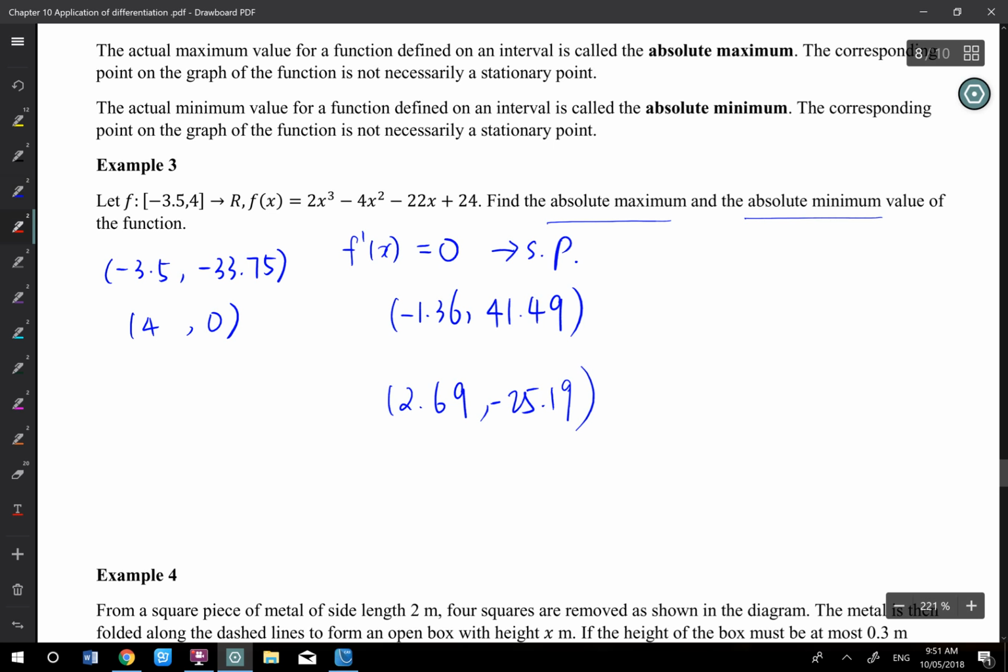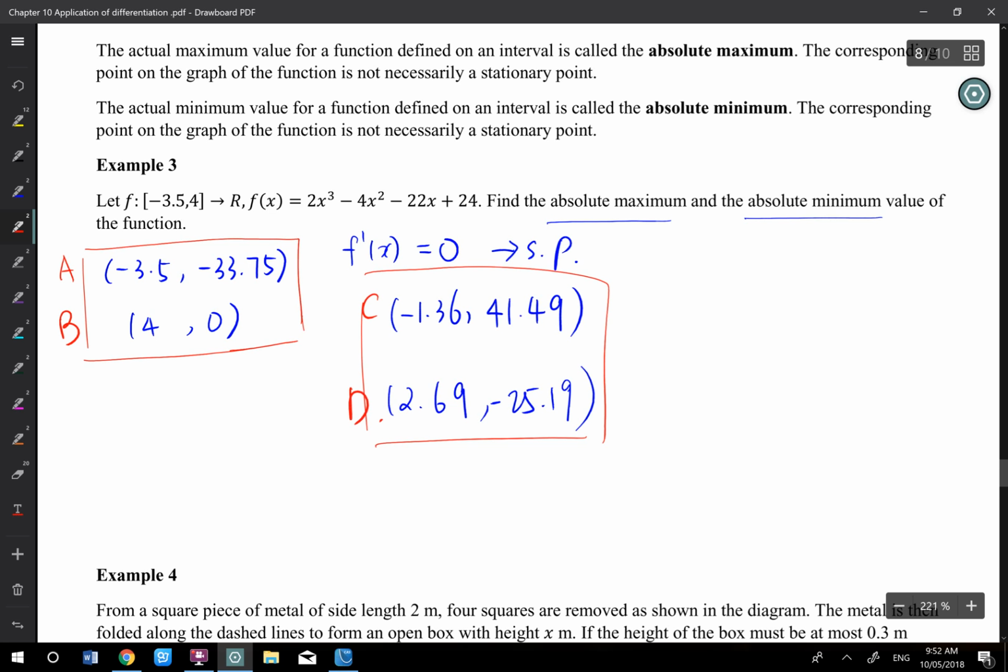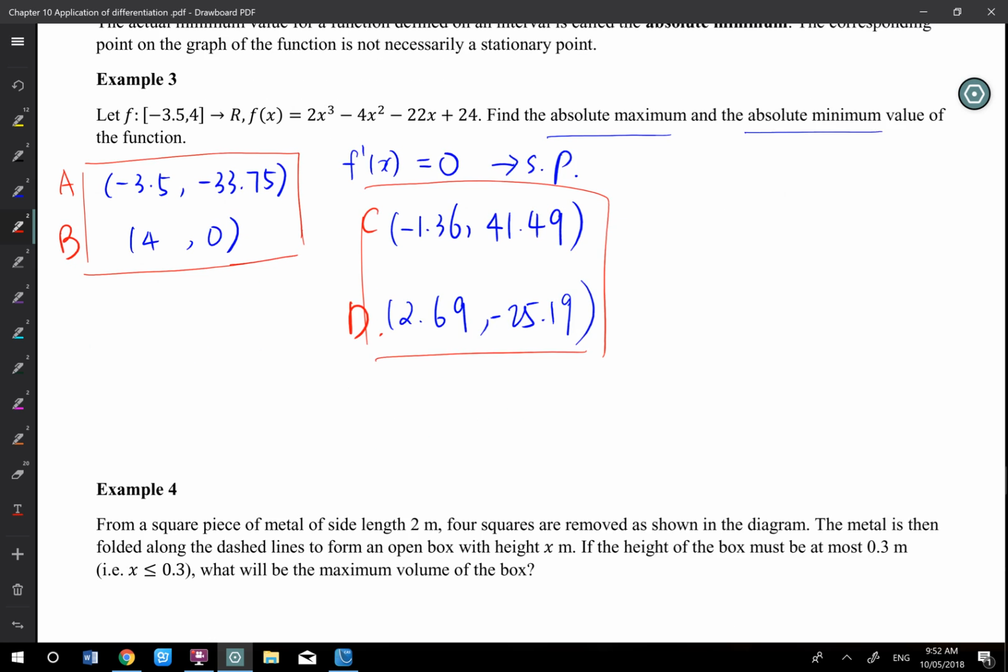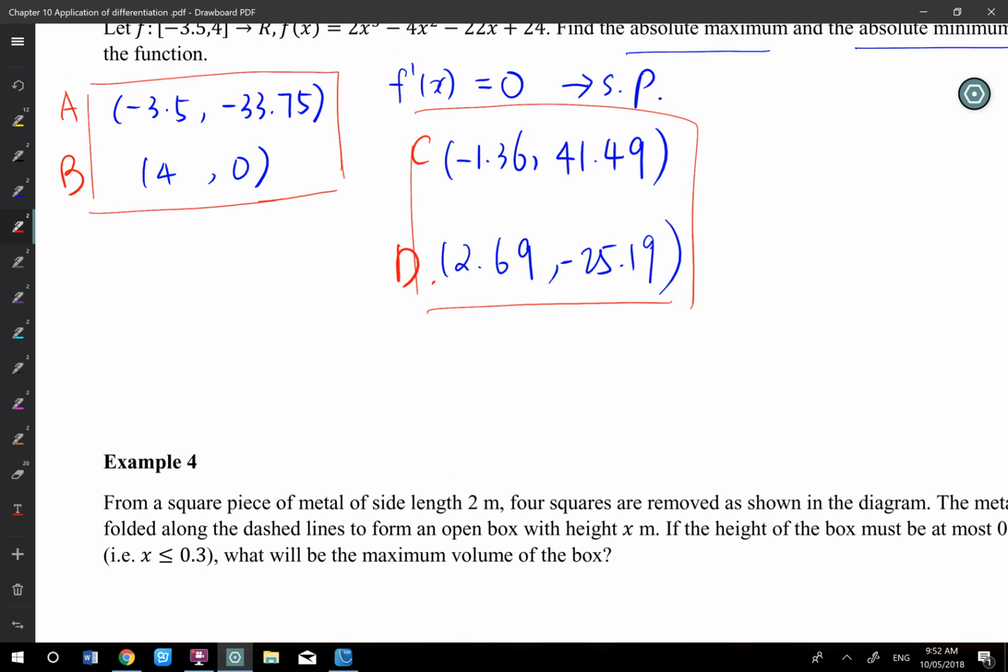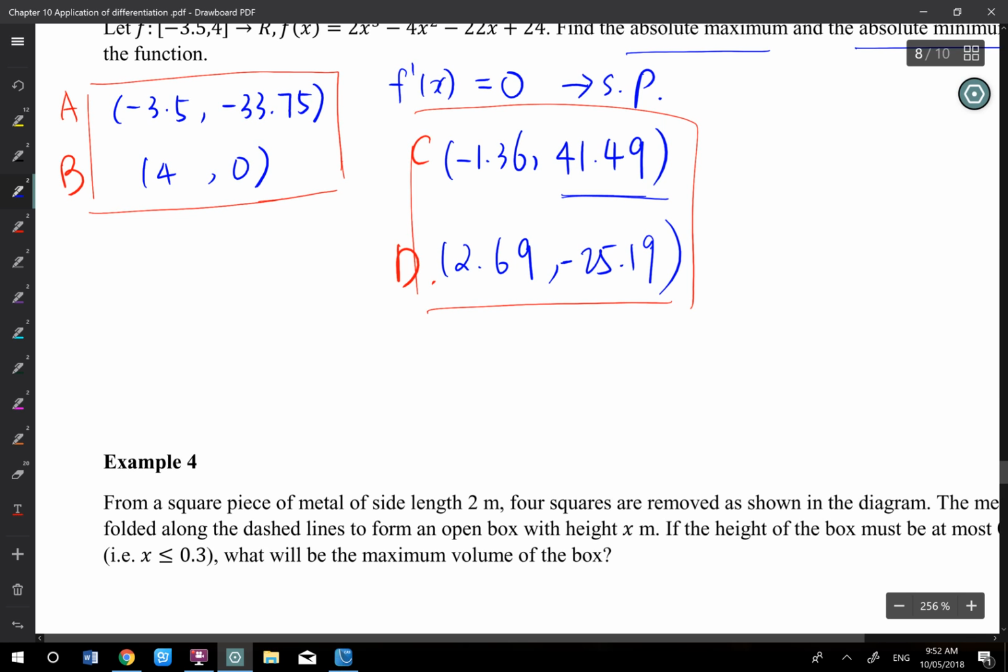So we have two endpoints, we'll always have two endpoints, and now we have two stationary points. Point A, point B, point C, and point D. Which one is the highest? A, B, C, D, which point? I need the answer, everyone. C is the highest because it's 41.49. So that's the absolute maximum.